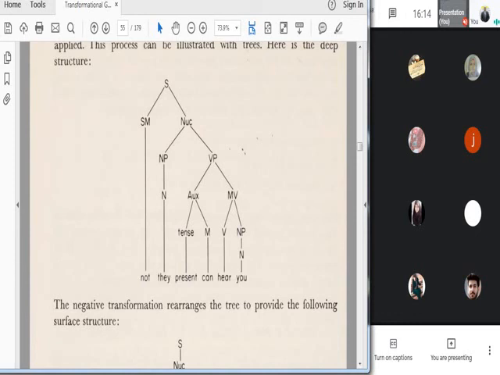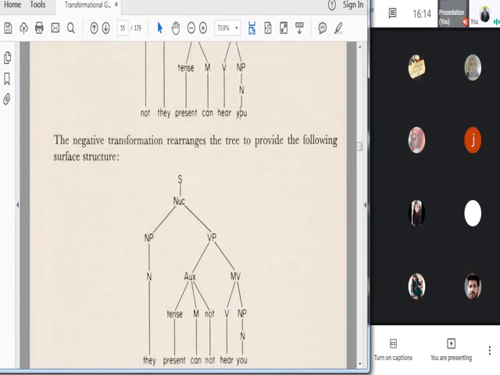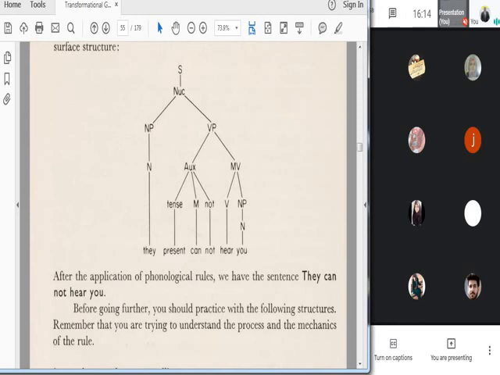But when you talk about reason or purpose or other things besides, you can say that they are part of the verbal phrase or the verb phrase, right? So this is the negative deep structure. Right, sir. This is the negative deep structure.